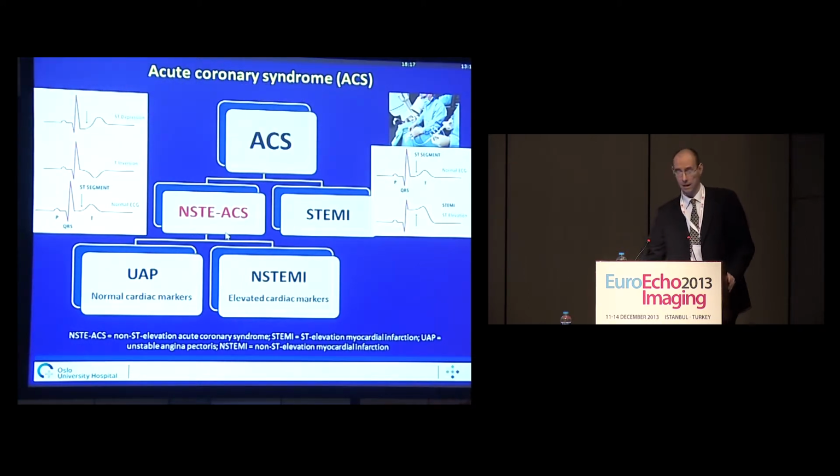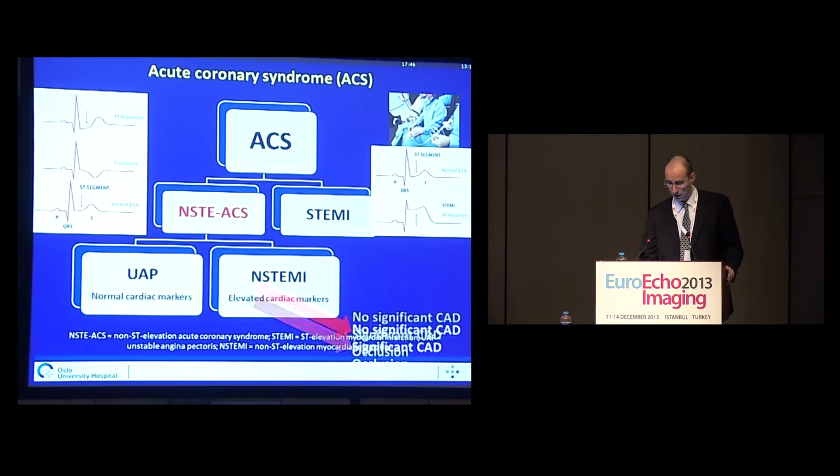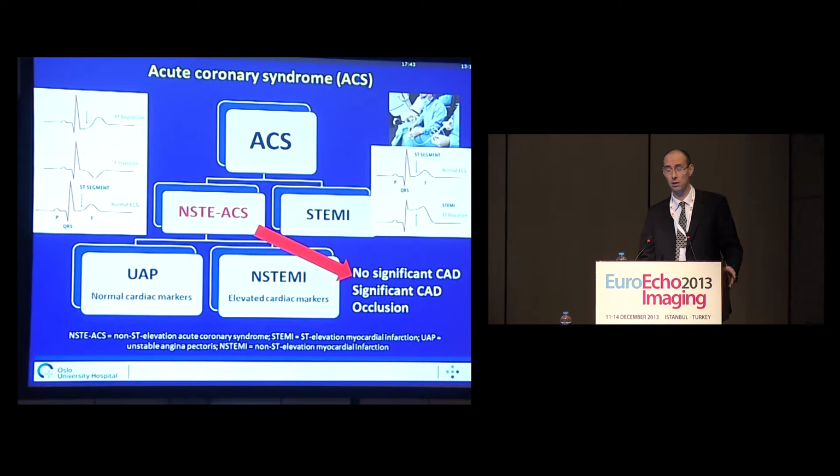On the other hand, non-ST elevation acute coronary syndrome is a more heterogeneous group and comprises unstable angina pectoris and non-ST elevation myocardial infarction. These patients have chest pain. On the ECG, we might see ST depression, T inversion, or no changes at all. In case of normal cardiac markers, the diagnosis is UAP. In case of elevated cardiac markers, the diagnosis is NSTEMI. When we send these patients to angiography, we might find no significant coronary artery disease, significant coronary artery disease, or occlusion.